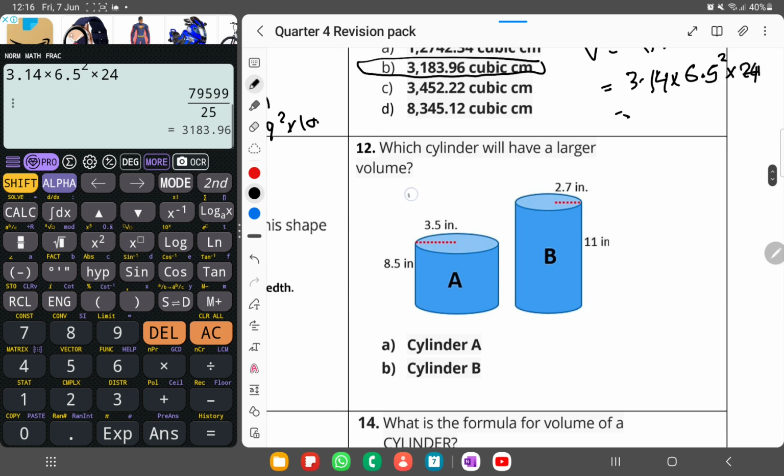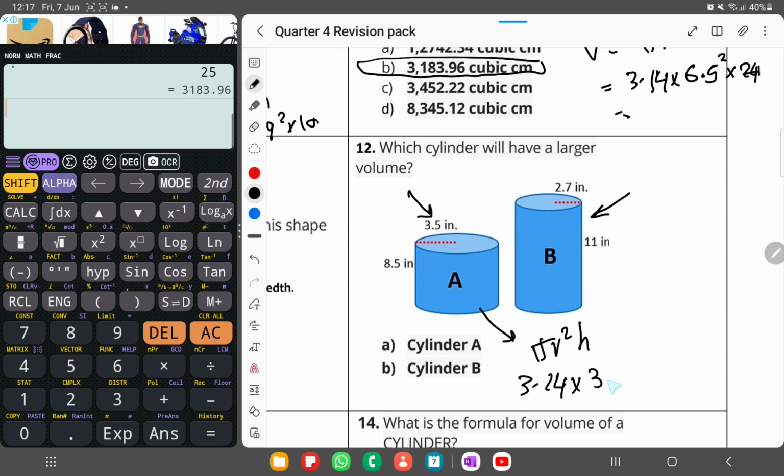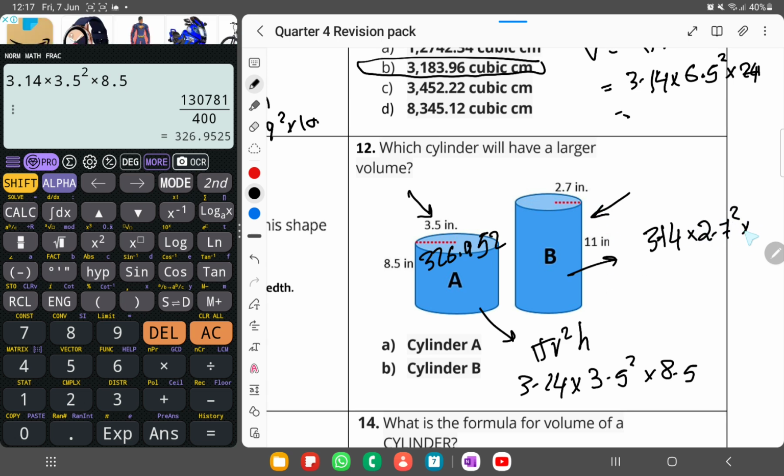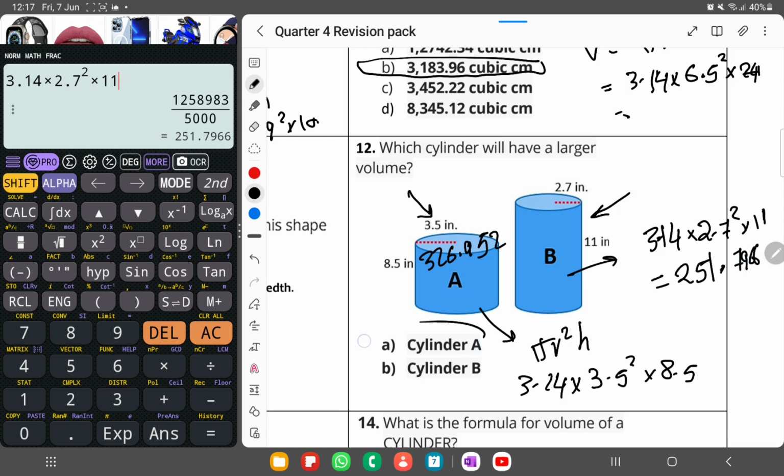Very good. Which cylinder will have a larger volume? You should get the volume of cylinder A first and the volume of cylinder B, and then you are going to decide which one of them is larger. For example, volume of cylinder A, pi r squared h. 3.14 times radius squared, which is 3.5 squared, times height, which is 8.5. So now this one here is 326.952. And this one here, the same idea. Pi, which is 3.14, times radius squared, 2.7 squared, times the height, which is 11. So now it is 251.7966. So which is greater? Of course, cylinder A. Bravo.